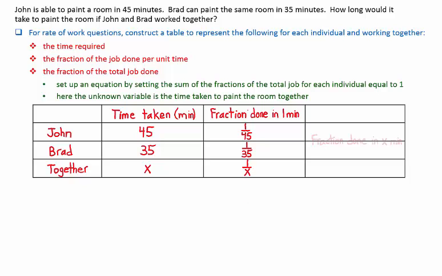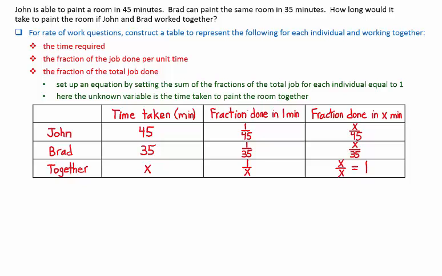For the third column, the fraction done in x minutes. Note here that x is the variable that we're trying to solve for. For John, since he does 1/45 per minute, 1/45 times x gives x over 45. For Brad, the fraction done in x minutes would be x over 35. And working together, it's going to be x over x, which of course is equal to 1.